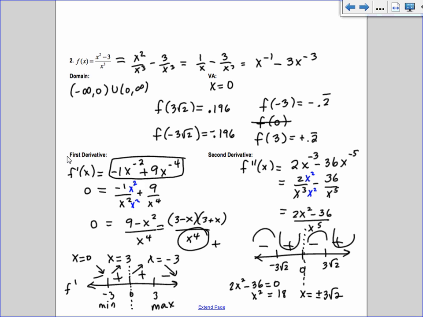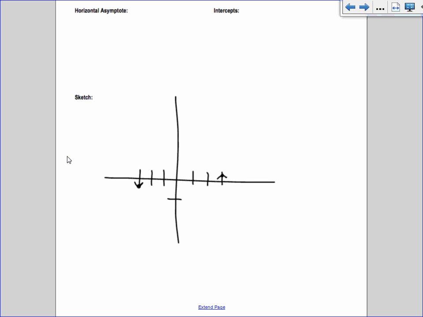And then I had 3 root 2, which is, what did I say that was, like 4.2? 3, what's 3 root 2 though? Yeah, 4.26. Okay, so 4.2 something, and then it's 0.196. So it's down here, and then same thing here. It's going to be really weird. Oh, that one's below the axis.